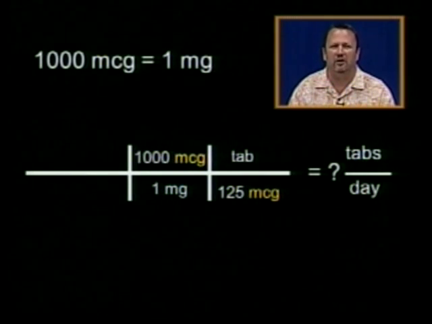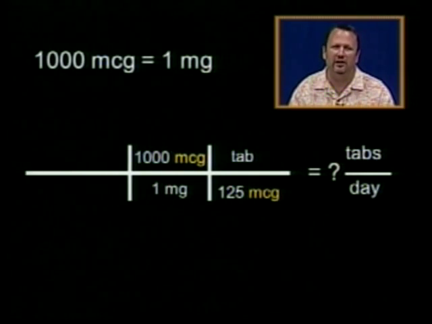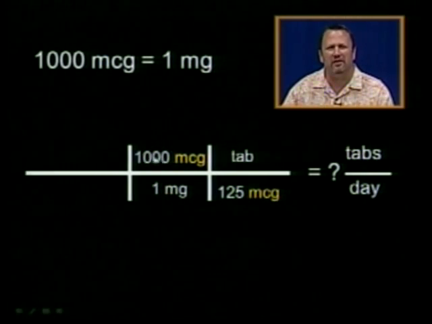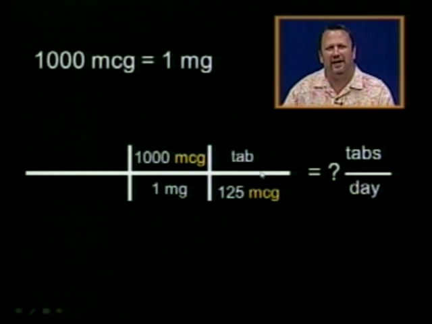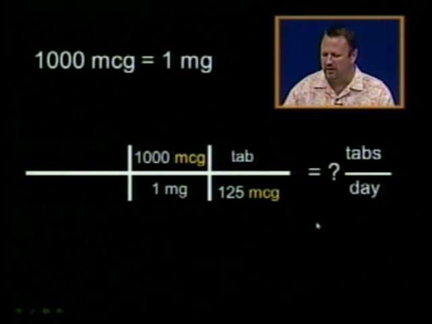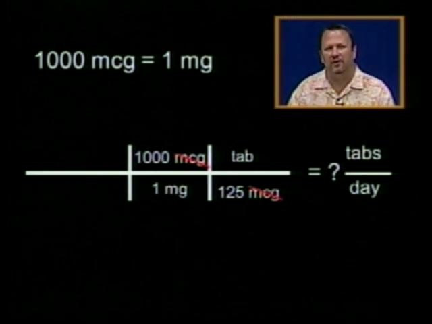So you need to be able to convert micrograms to milligrams easily, and you need to be able to do it in your head. So by putting the 1,000 micrograms on top and the milligram on bottom, I'm able to cancel these micrograms out because a microgram over a microgram is equal to 1, and 1 times anything is itself.